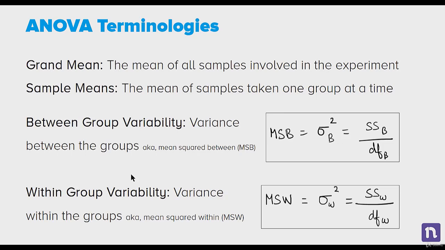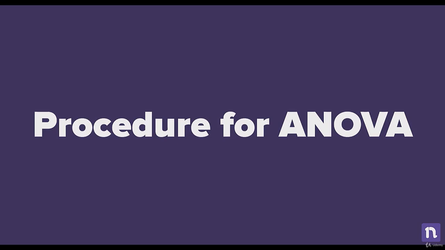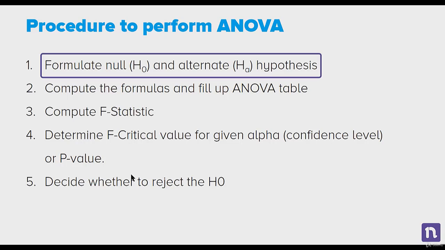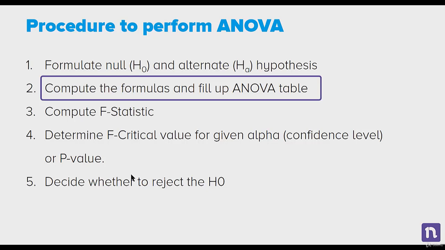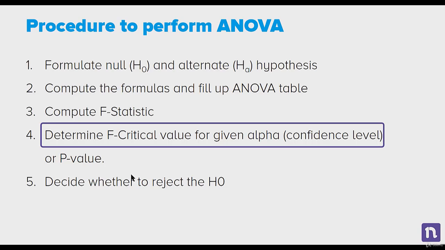Now let's understand the procedure to perform ANOVA. As always, the very first step is to establish the null and the alternate hypothesis. The next step is to compute the formulas and fill up the ANOVA table. After you fill up the ANOVA table, we will compute the F statistic, then compare that F statistic to the F critical value that you look up from the F distribution table.